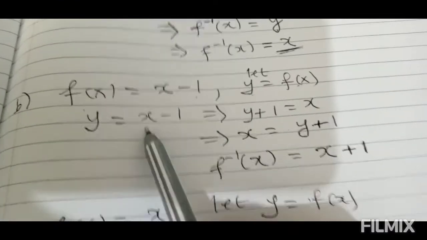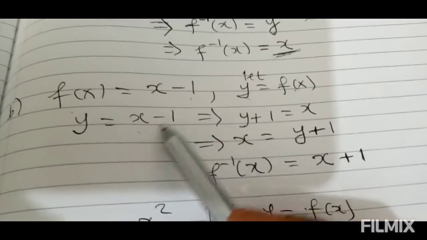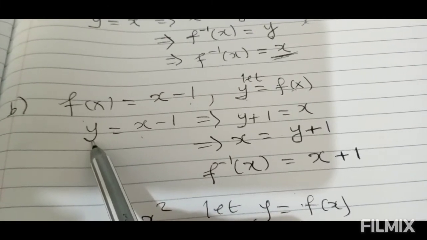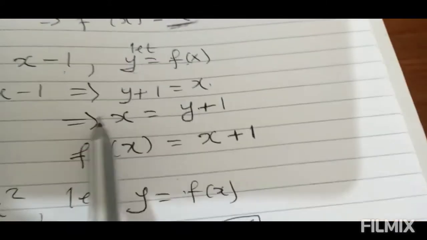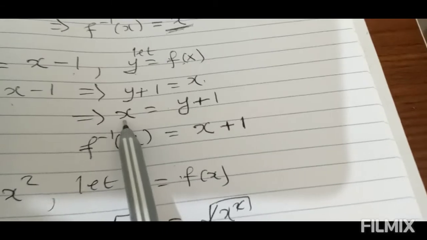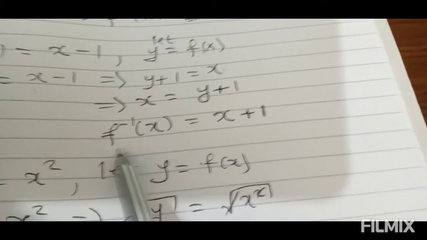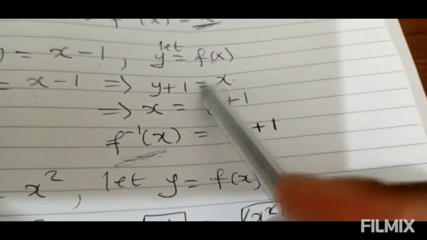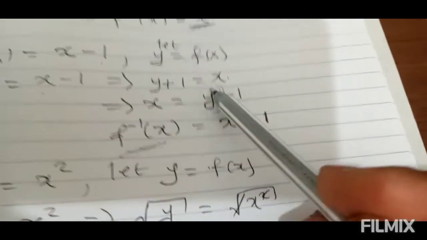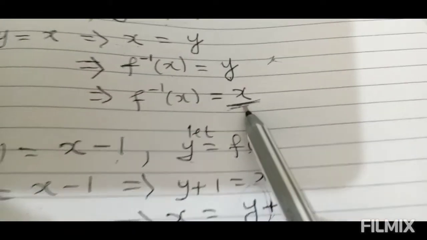Now, f of x is equal to x minus 1. So let y be f of x. So y is equal to x minus 1. Now make x the subject of the formula. So when you take 1 to this side, it is going to be positive. So y plus 1 is equal to x, okay? And when you make x the subject of the formula, x is equal to y plus 1, right? So f inverse of x is equal to, where there is y, you put x, okay? F inverse of x is equal to x plus 1.